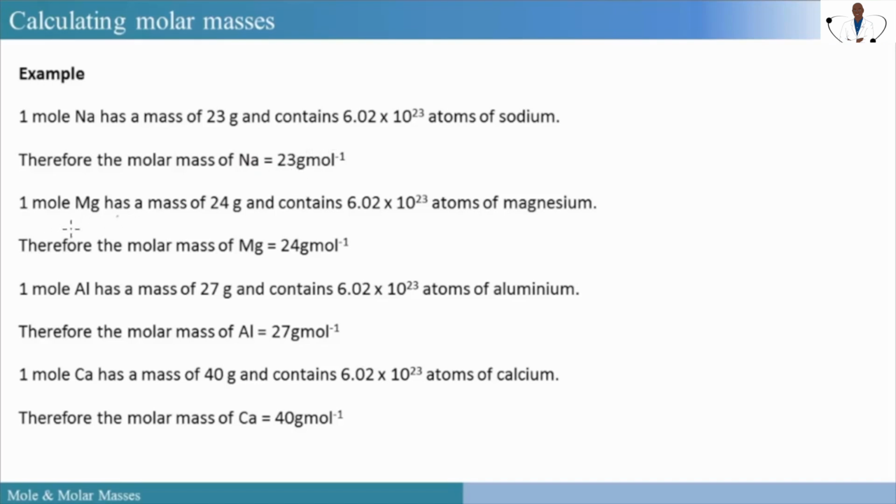The same thing would go for magnesium, 24 grams, and that 24 grams would contain 6.023 times 10 to the 23rd, which makes it 1 mole of magnesium. Same thing for aluminum, and so on. So this was used to calculate the molar mass of atoms, which is the mass numbers. Let's look at calculating the molar masses of molecules.